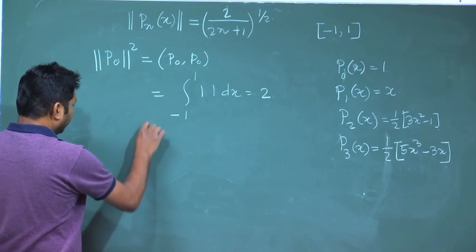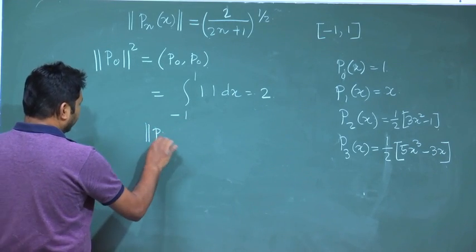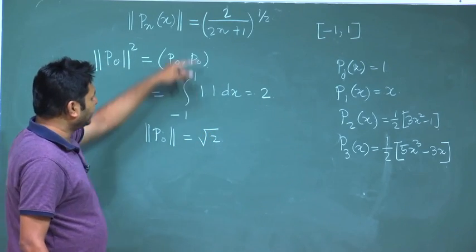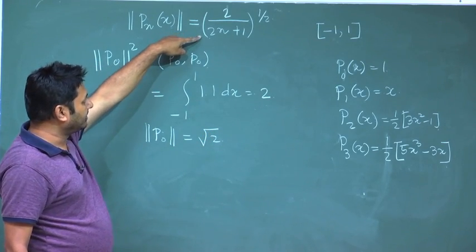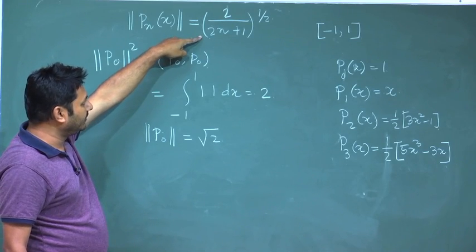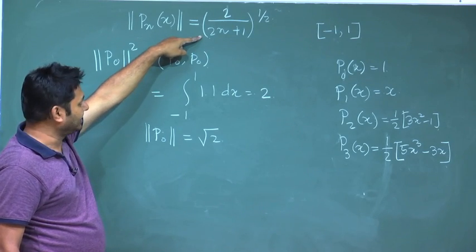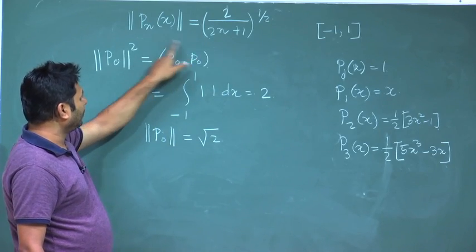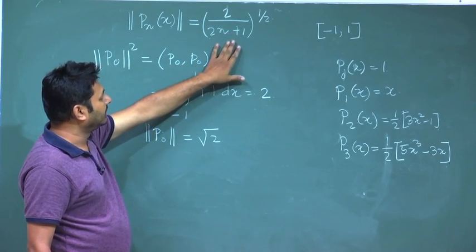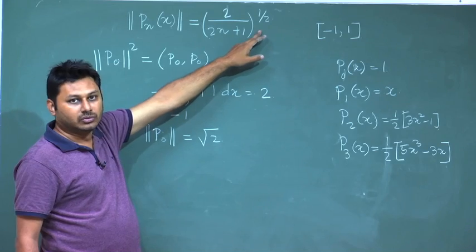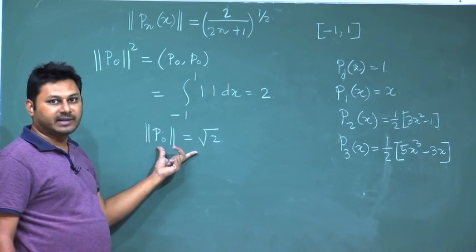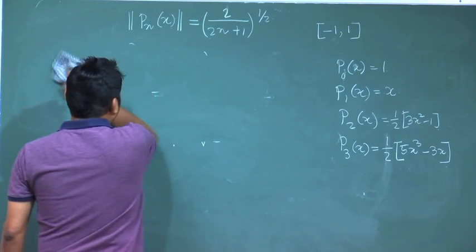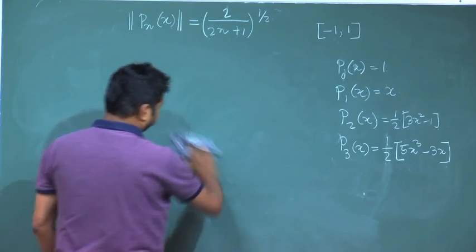So, what will be my P0? It will be root over of 2. Let us check with the formula. Initially I wrote 1 divided by 2n plus 1, but I find it is not matching. But if I write 2 divided by 2n plus 1, then for n equal to 0, it is 2 with a root. So, I will have the same thing, 2 with a root. Okay, for 1 maybe it is easier. So, let us do that for x, the next one.